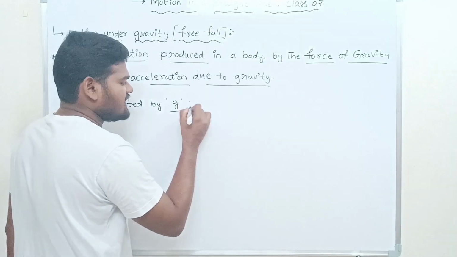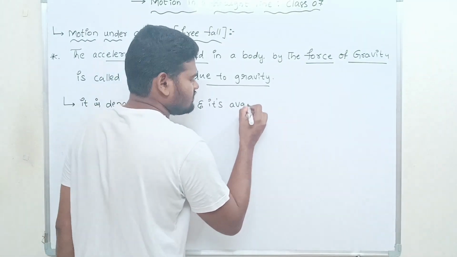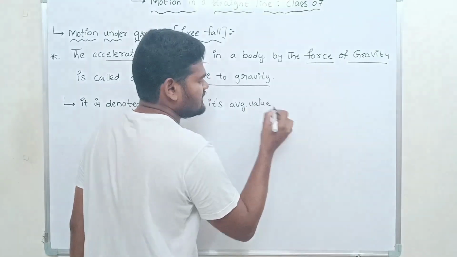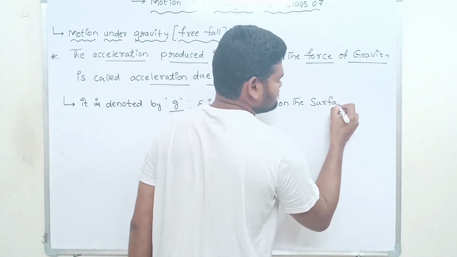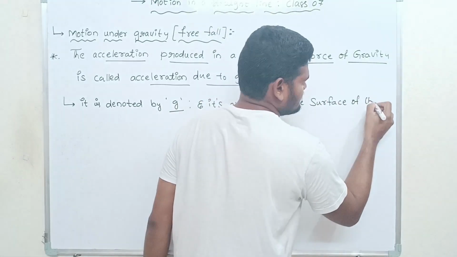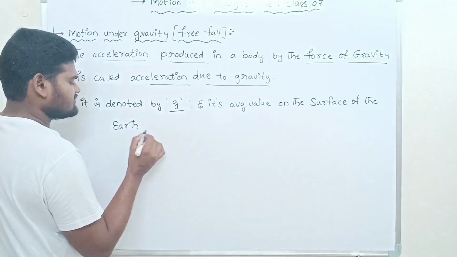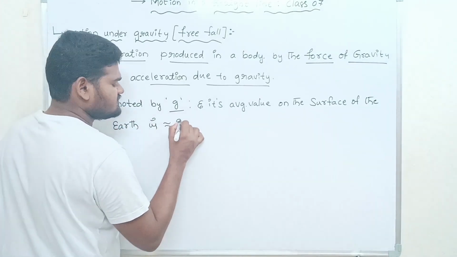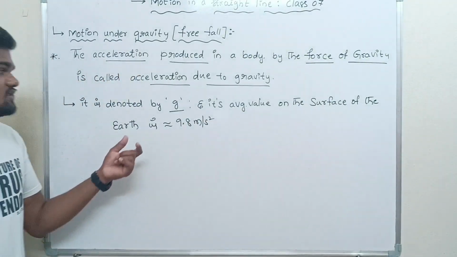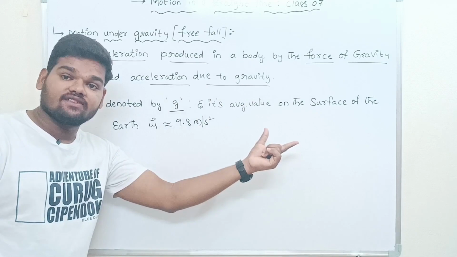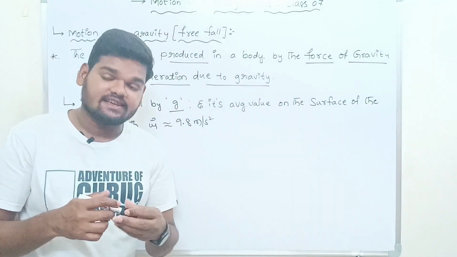Its average value on the surface of the earth is equal to 9.8 meter per second square. So what is the value of small g on the surface of the earth? It's an average value. How much? 9.8 meter per second square.